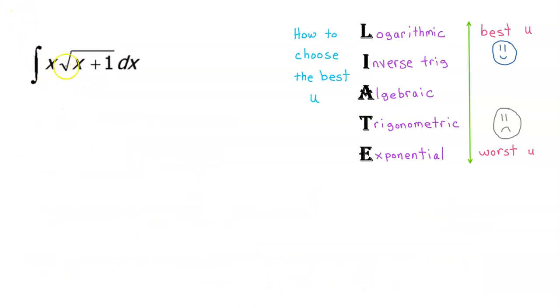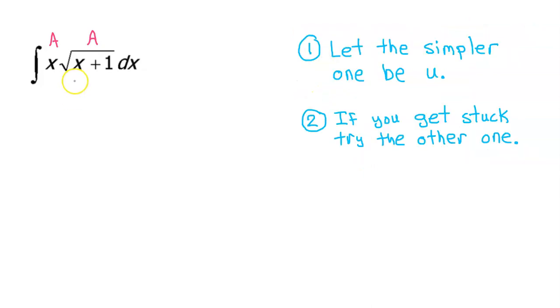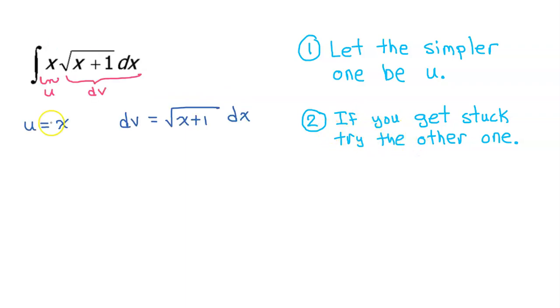Let's try another example. In this case, both factors are algebraic, so LIATE will not help us choose the best u. In a case like this, I would first try letting u be the simpler one, x. If this doesn't work out, we can always go back and let u be the other one. For now, let's let u equal x. That means dv will equal everything else, the square root of x plus 1 dx.